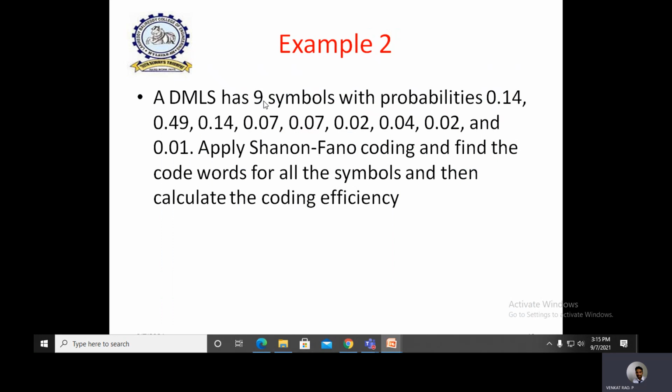Similarly, we have another example. A discrete memory source has 9 symbols. Here the number of symbols is larger. 9 symbols with probabilities are given like this. Then we need to apply Shannon-Fano coding and find the code words for all the symbols, and also calculate the coding efficiency. Here we have a formula for coding efficiency from information theory in digital communication, so we can directly apply this formula. We'll see this also here.